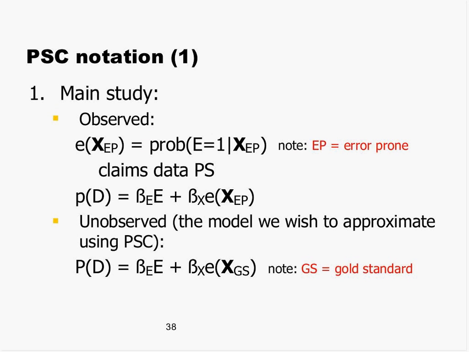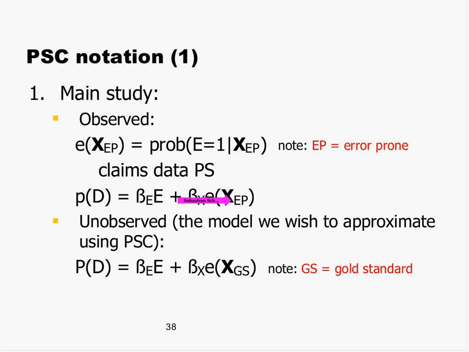Okay, let's do this in a more numeric way. You have the main study. Let's worry about the main study first. You have your outcome model. Right, you estimate your error-prone propensity score, right, and then you have your disease outcome model, which is the exposure plus your propensity score. So this is your propensity score model, D for this exposure and propensity score.